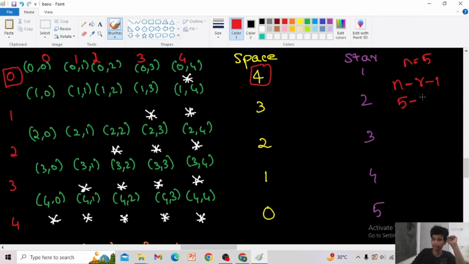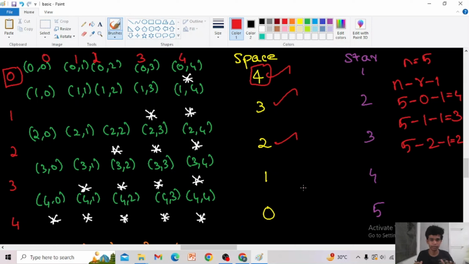5 minus row number 0 minus 1 is equal to 4. 4 space. 5 minus 1 minus 1 is equal to 3. 3 space. 5 minus 2 minus 1 is equal to 2 space. Yes, so I successfully found the relationship for space. So this is the relationship for space.